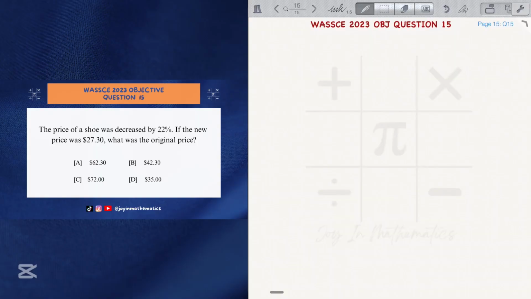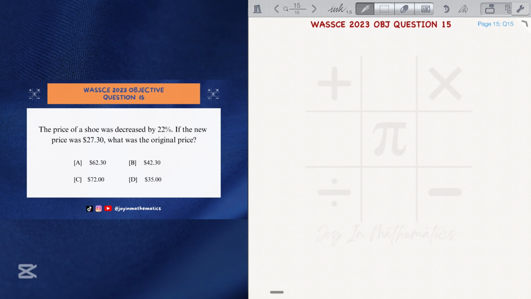WAEC 2023 objective question 15. The question says the price of a shoe was decreased by 22%. If the new price is $27.3, what is the original price? So we are looking for the original price given the new price, and we know that the new price is when the original price is decreased by 22%.